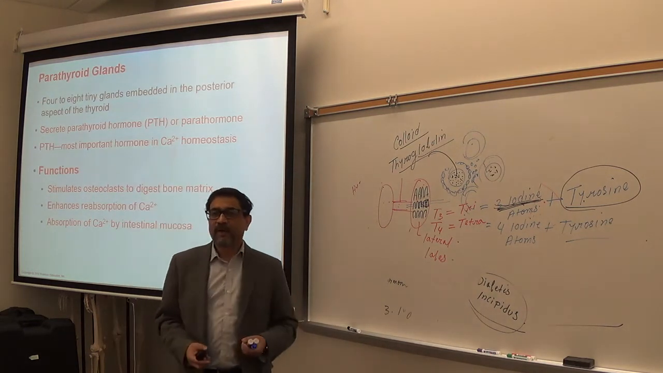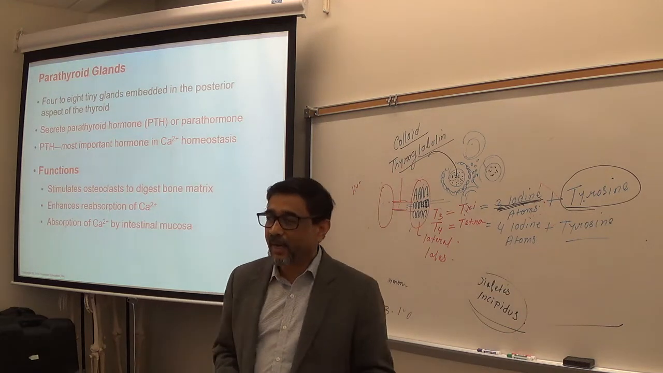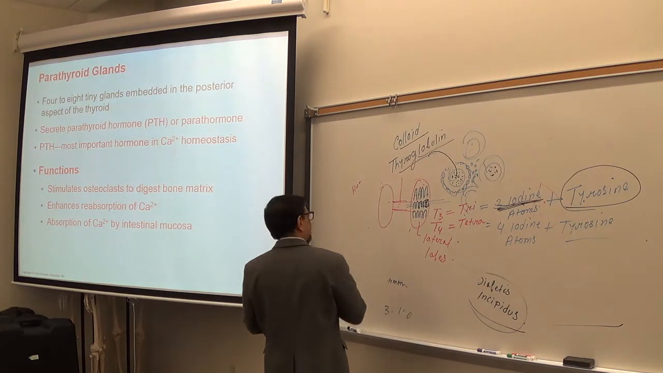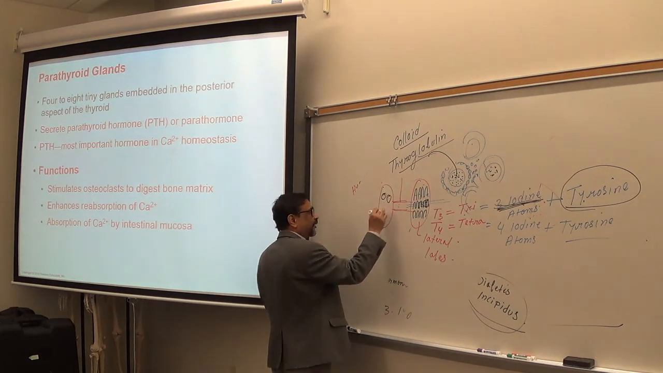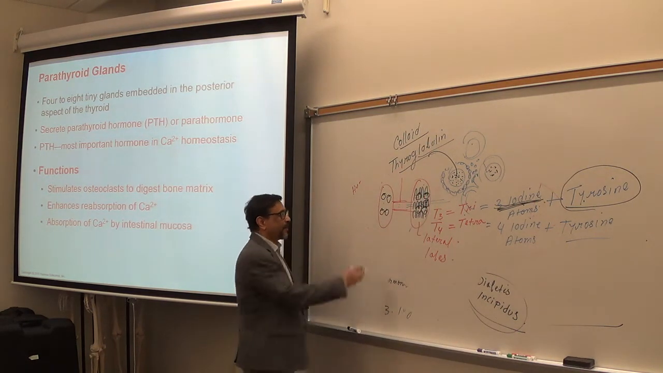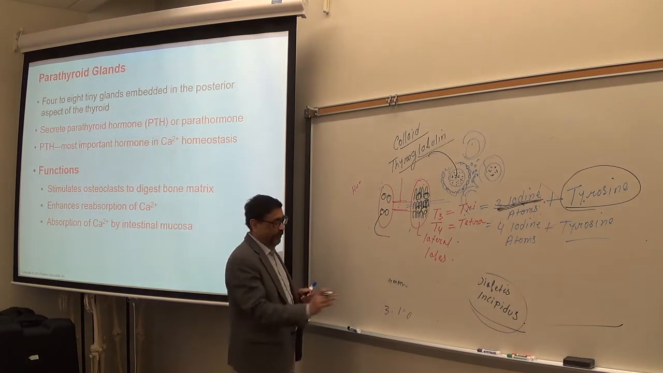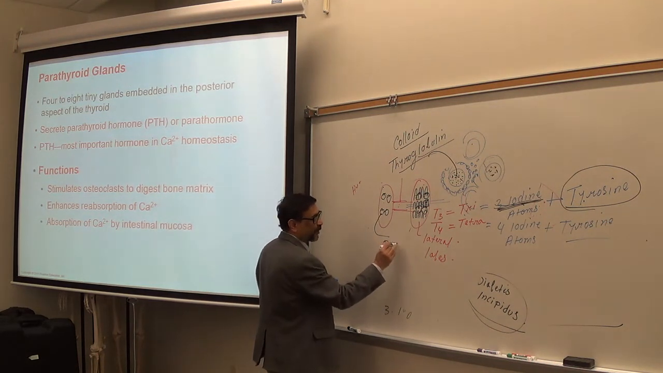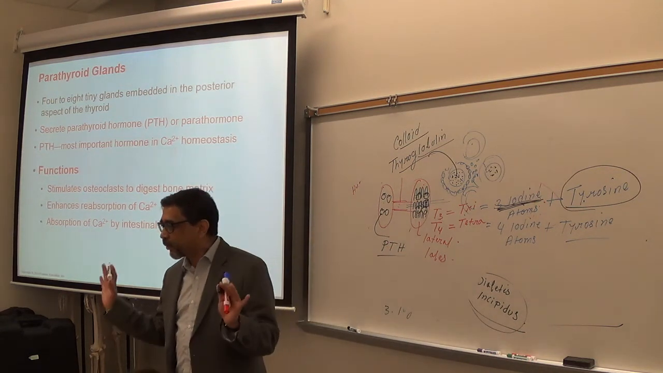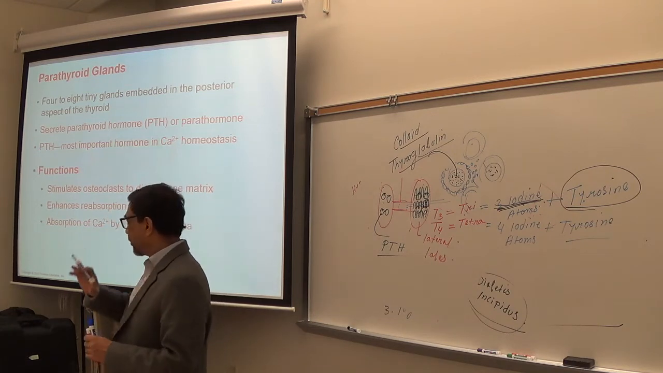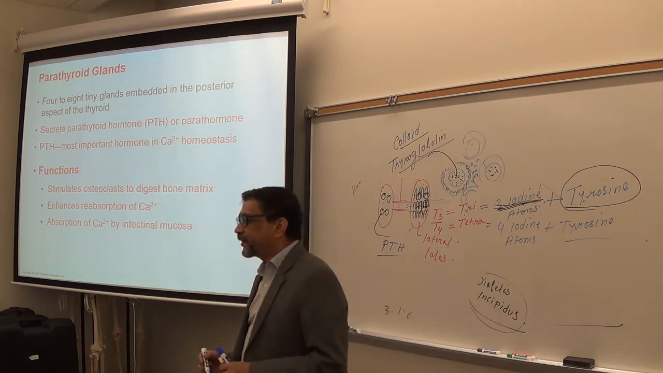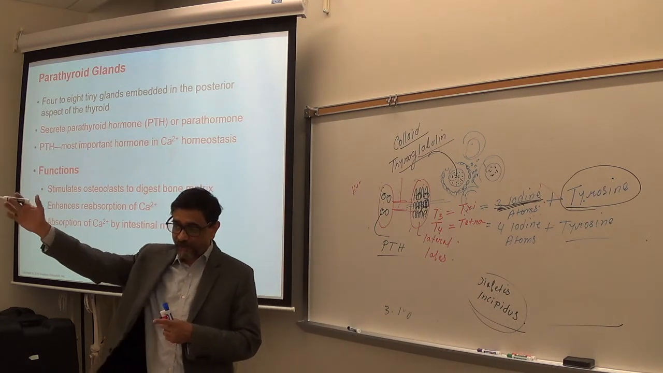Okay. Now we'll talk about the parathyroid glands, 4 to 8, attached to the back of the thyroid. So in the back of the thyroid gland, we see small parathyroid glands. Parathyroid glands produce parathyroid hormone, also called parathormone, PTH. Same thing. Just know that its action is just opposite of calcitonin.